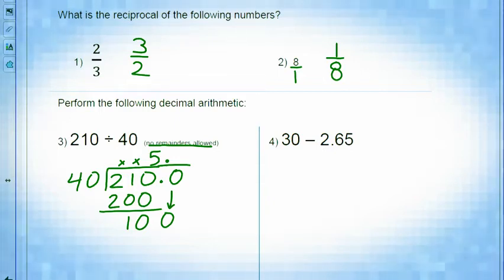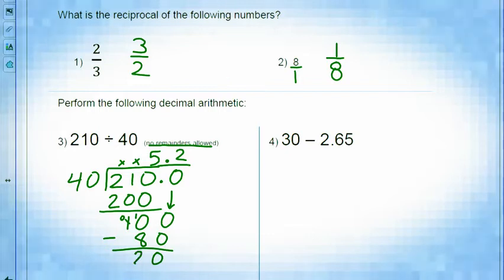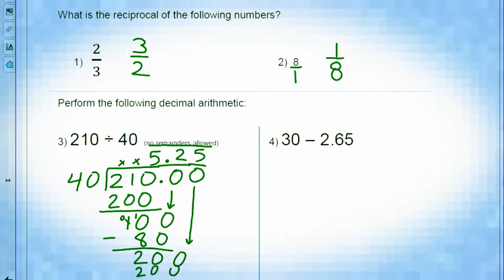40 goes into 100 twice. 2 times 40 is 80. Subtract. And I get 20. 20 is less than 40. Good. But I'm still not done. I need another 0. And 40 goes into 200 5 times. 5 times 4 is 20 with a 0. I'm left with nothing. So my answer is 5 and 25 hundredths.